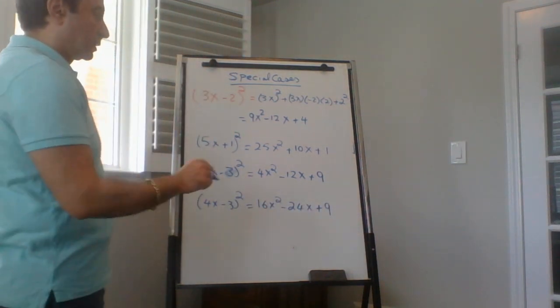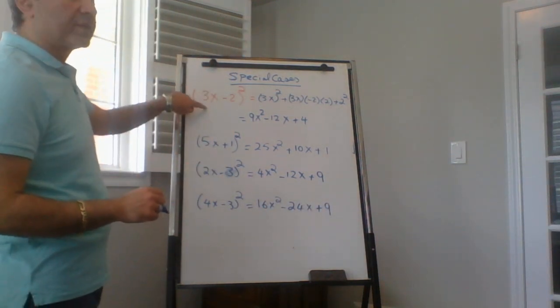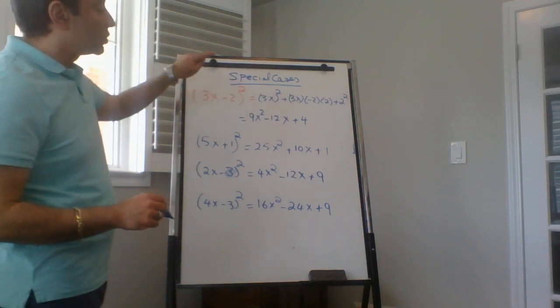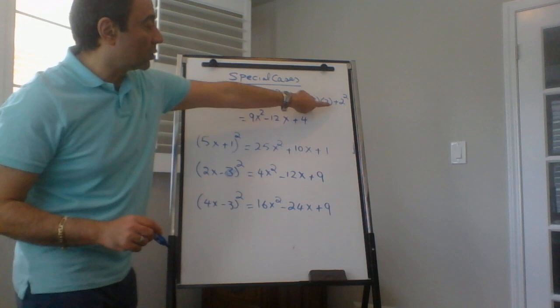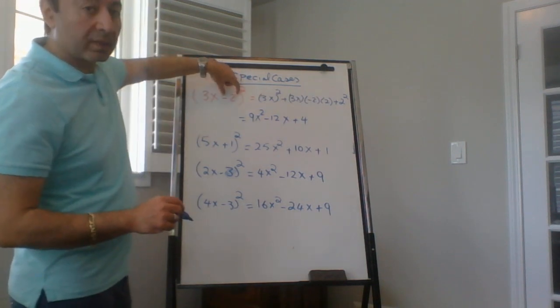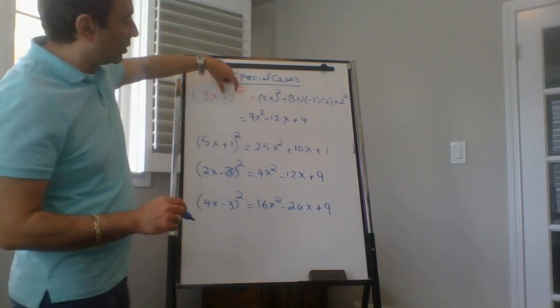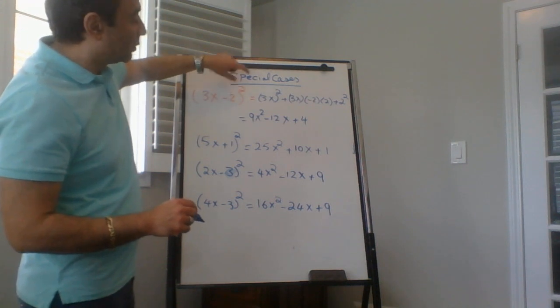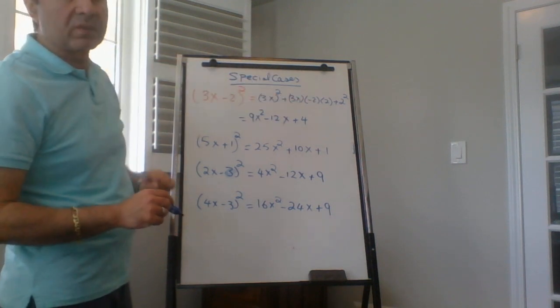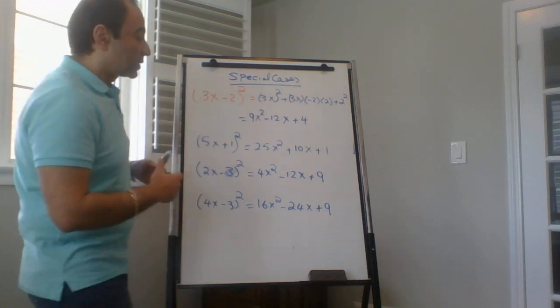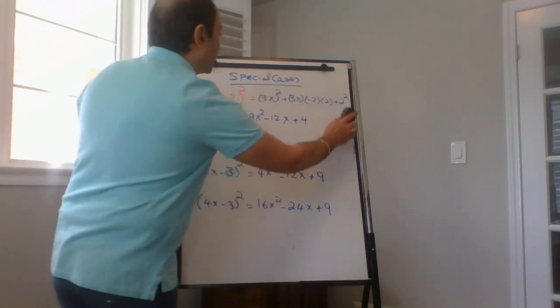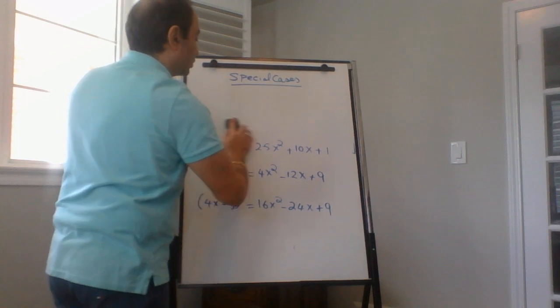So this is how we do it. Square the first, first times second times 2, square the second. The last is always positive because no matter whether this is positive or negative, when we square any number we get a positive number. So this is the first special case that I want to do.